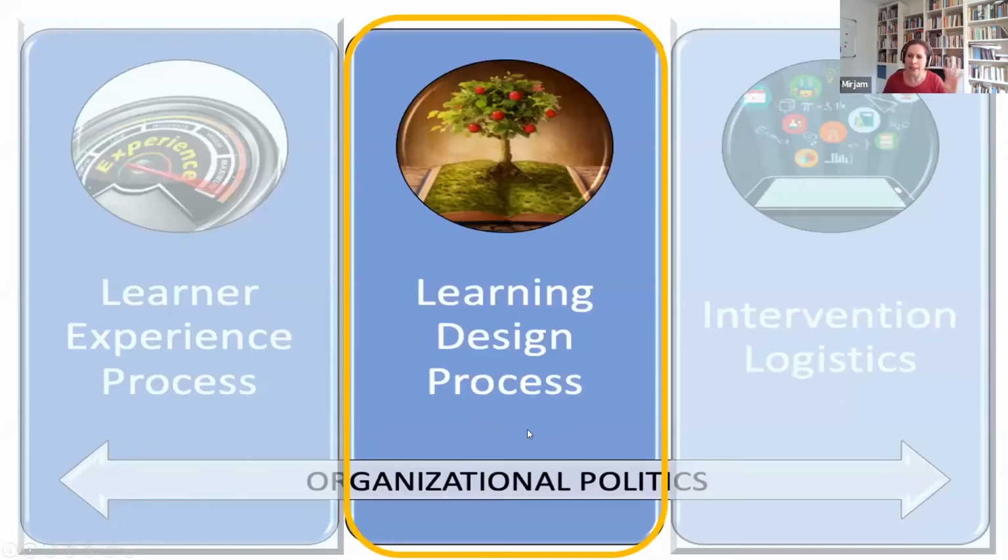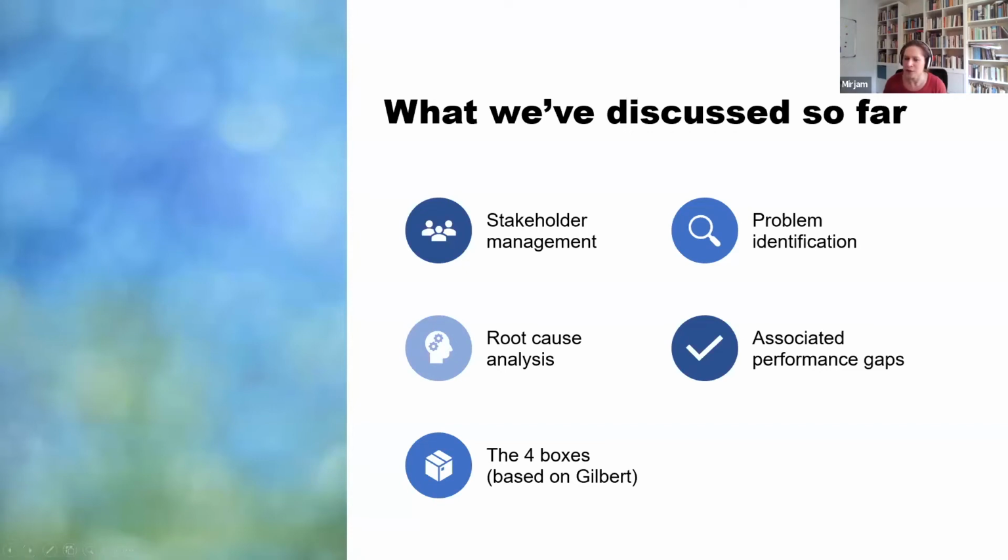So today we're really focusing more on the learning design process, because we're going to dive into task analysis, and of course the politics keep playing a role. We can't just ignore that. I would almost say unfortunately, but that is what it is. So again, what we've discussed so far: stakeholder management, problem identification, root cause analysis, associated performance gaps, and the 4 boxes based on Gilbert.